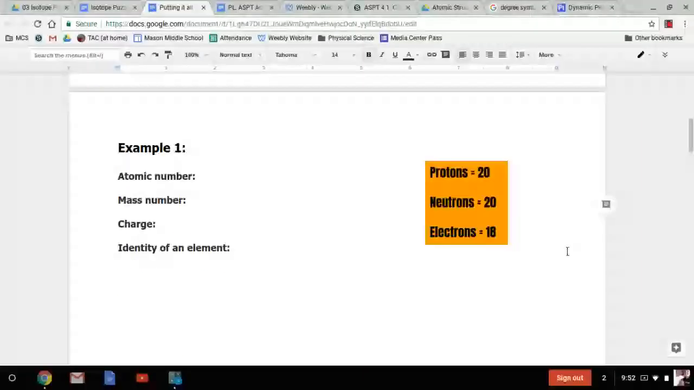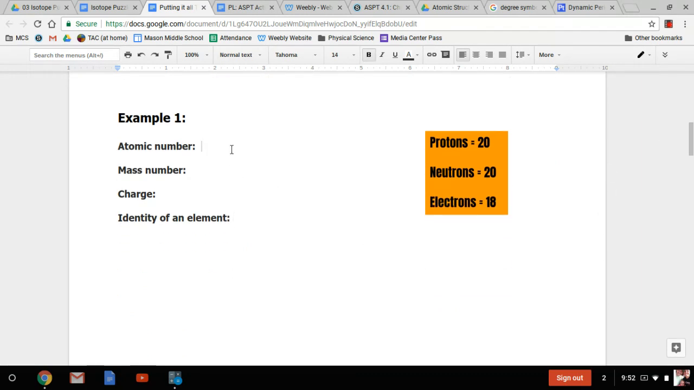All right, so the first example is I look at the protons, neutrons, and electrons. And when I do this, my atomic number is the same as my protons. So my atomic number is 20. My mass number comes from my nucleus, and my 2 subatomic particles that are in my nucleus are protons and neutrons. So my mass number is 40. My charge comes from my protons, which are positive, and I have a positive 20, and electrons, which are negative, which means I have negative 18. So the difference there is positive 2. And the identity of this element is calcium.